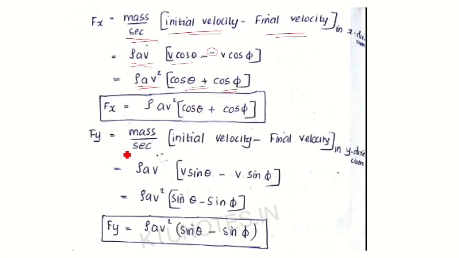F of y becomes mass per second into the initial velocity with which the jet strikes the plate minus the final velocity. Initial velocity is v sin theta, but the final velocity is v sin phi. So rho a v square (sin theta minus sin phi). So F of y is equal to rho a v square (sin theta minus sin phi), which gives the force in the y direction. So that's all for now.